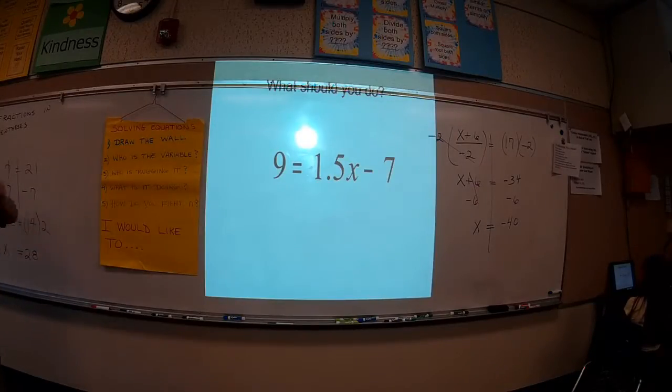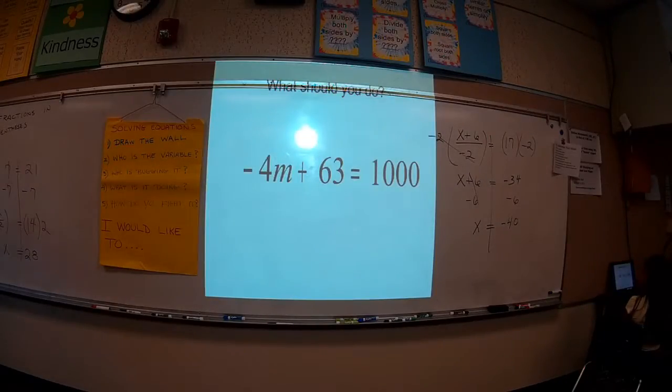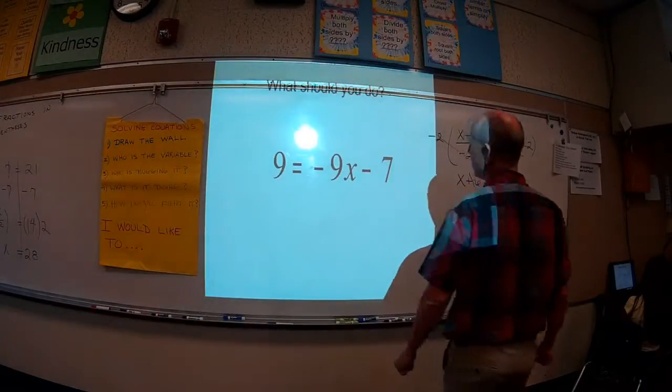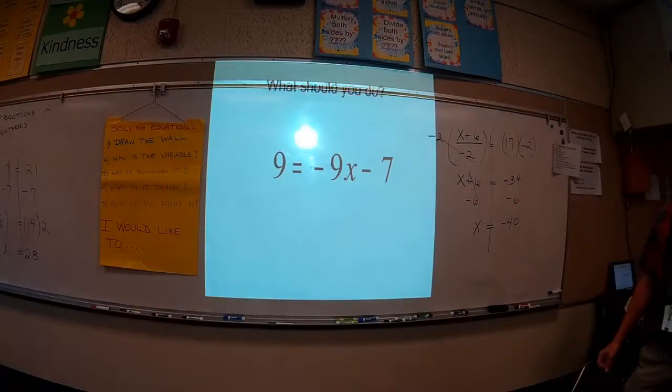I would like to divide both sides by 1.5. Good. Next slide. Trent, what would you like to do? I would like to subtract 63. Good. Miranda, what would you do after that? Good. Next slide. Greenlee, what would you like to do? I would like to add 7 to both sides. Gavin, what would you like to do? Divide both sides by -3.